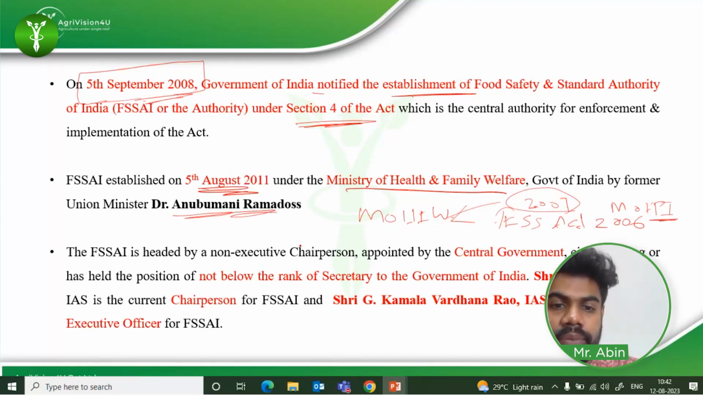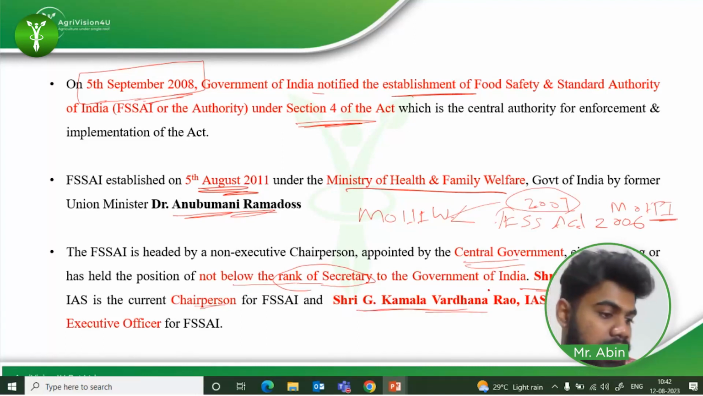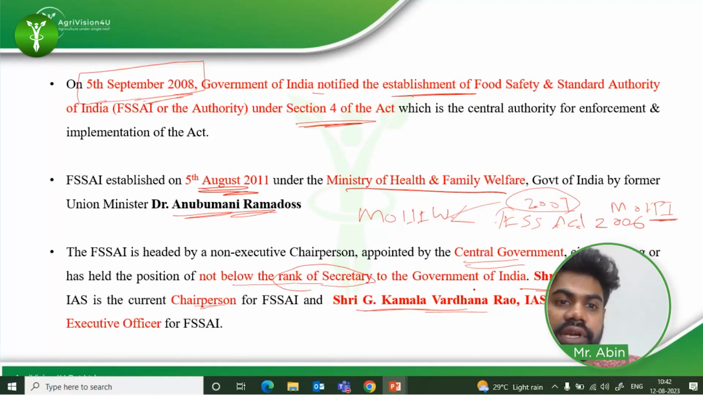Coming to the positions in FSSAI, there will be a chairperson appointed by the central government, and the rank will be not below the rank of Secretary to the Government of India. Sri Rajesh Bhushan is the current chairperson of FSSAI, and G. Kamala Vardhana Rao is the current CEO of FSSAI.